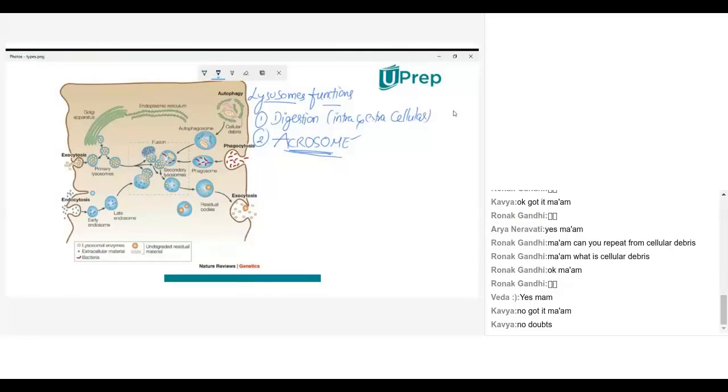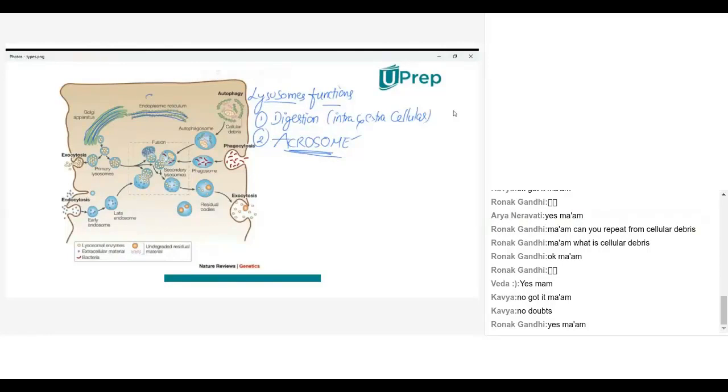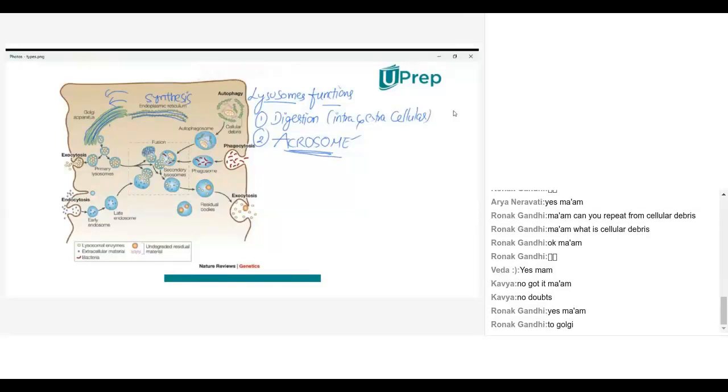Now acrosome, if you remember the endoplasmic reticulum part, then the Golgi apparatus part. We discussed that in the endoplasmic reticulum there is synthesis of proteins and lipids, and the synthesized materials are transported to the Golgi apparatus. And in the Golgi apparatus there will be packaging of the proteins, and they will be released outside.